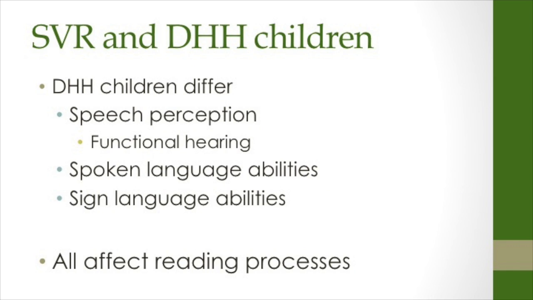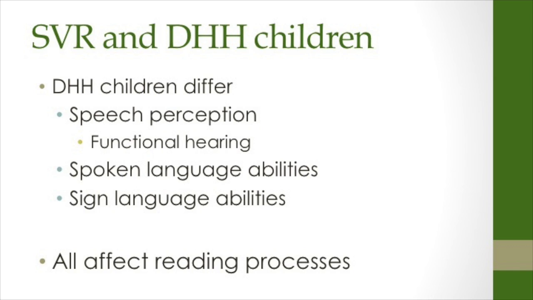Okay, so now that we've been talking about the simple view of reading, mostly about hearing children, I want to turn and talk a little bit about deaf children for the rest of the talk. We all have to acknowledge that deaf children differ along many dimensions that affect how they read. One major difference is their speech perception abilities. Some children have sufficient speech perception abilities to give them auditory access to spoken language. That means that they're forming spoken phonological representations of words and sentences. So we refer to these children as having functional hearing.